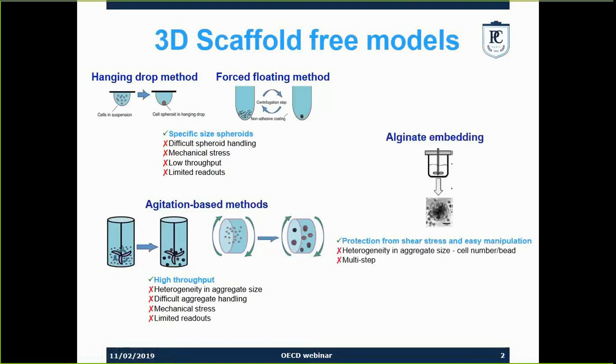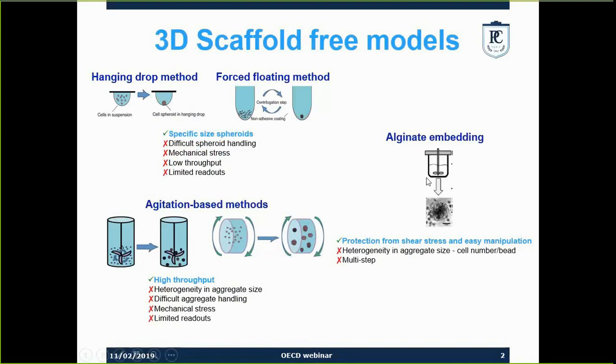Finally, a third system consists in the embedding of cells or spheroids directly in a bead of alginate. In this kind of system, the alginate protects the spheroids against mechanical stresses and makes them really easy to manipulate. Nevertheless, this system is for the moment still an in-house system and not commercialized, and it results in a heterogeneity in the size of the aggregates and in the number of cell spheroids per bead.